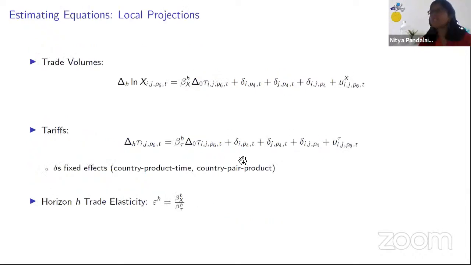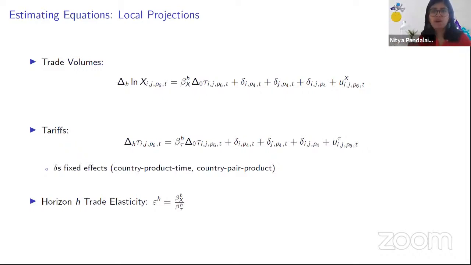Our actual estimating equation is going to be a local projections estimating equation. And I'm going to go through this in steps. So we're going to estimate local projections both for trade volumes and for tariffs. So to begin with, we're going to estimate our trade volumes equation, which is regressing the h period change in trade flows in a 6-digit product on an initial change in tariffs. So this is delta naught. So it's an initial shock in tariffs with a bunch of fixed effects. And if that initial shock in tariffs was just a one-off change, nothing else ever happened, then this beta_h^x, the coefficient on the tariffs, would be my horizon h trade elasticity.